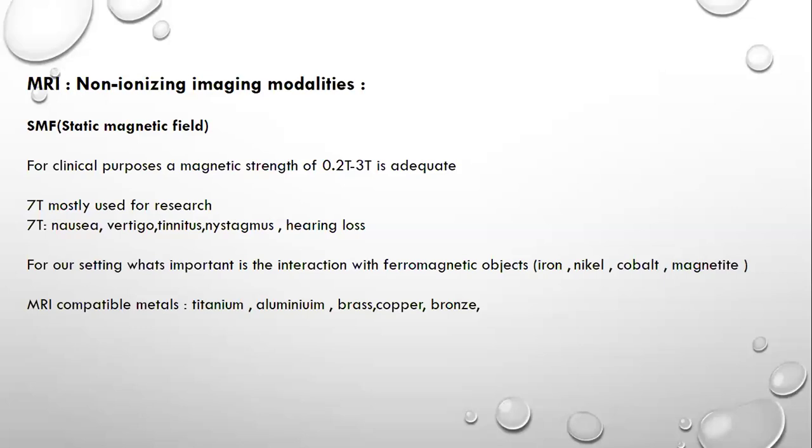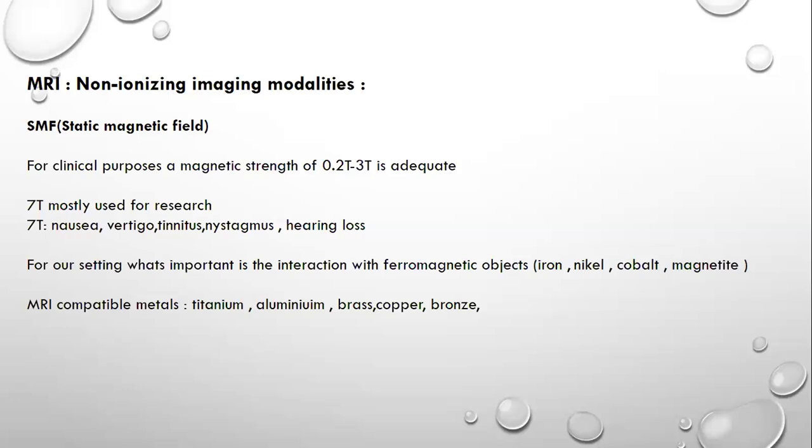For our setting, using the 0.2 to 3 MRI machines, what is relevant is the interaction of the magnetic strength with ferromagnetic objects. Ferromagnetic objects, for example, would be implants, bone implants, things like aneurysmal clips, metallic objects that the patient may have, like earrings, piercings, those kind of things.